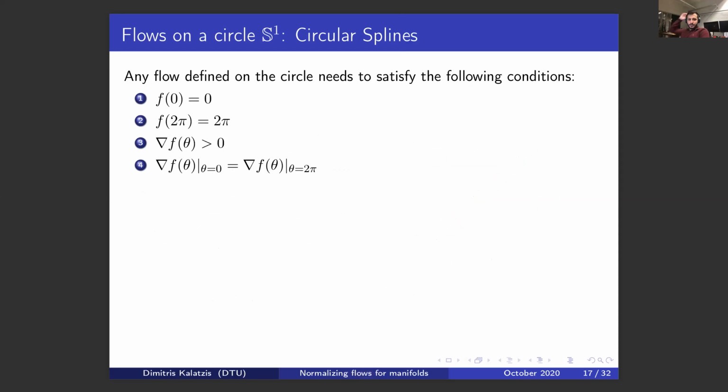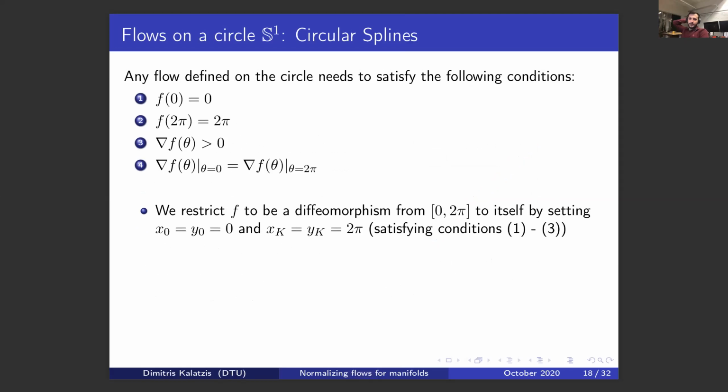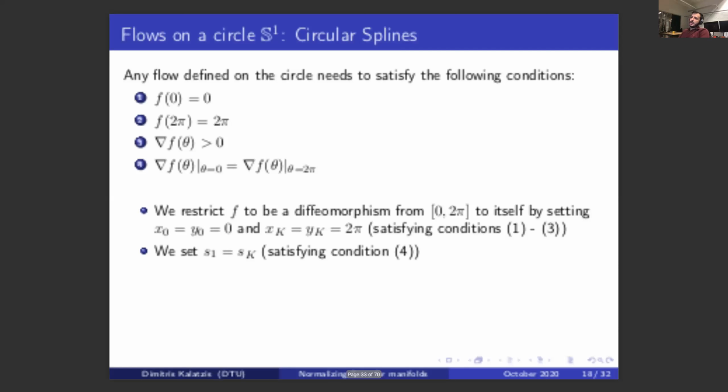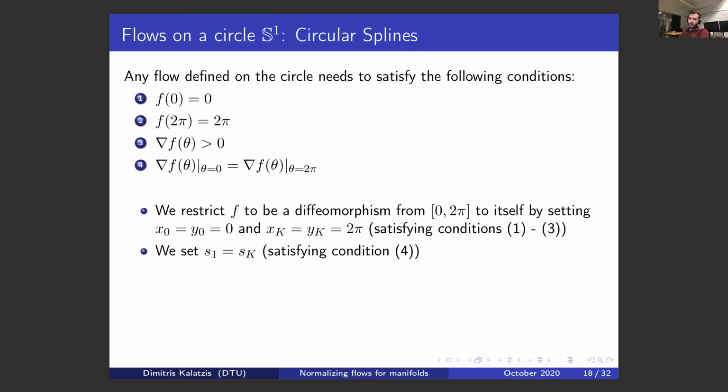To adapt spline flows to the circle, as before, we will do a bit of extra work. First, we pick our interval to be 0 to 2 pi by first setting x0 and y0 to be 0, and xk and yk to be 2 pi. And this satisfies conditions 1 to 3. Then we will set s1 to be equal to sk, and we satisfy condition 4. And with that, we have what we need to adapt the RQ spline flow to the circle, and we're good to go.